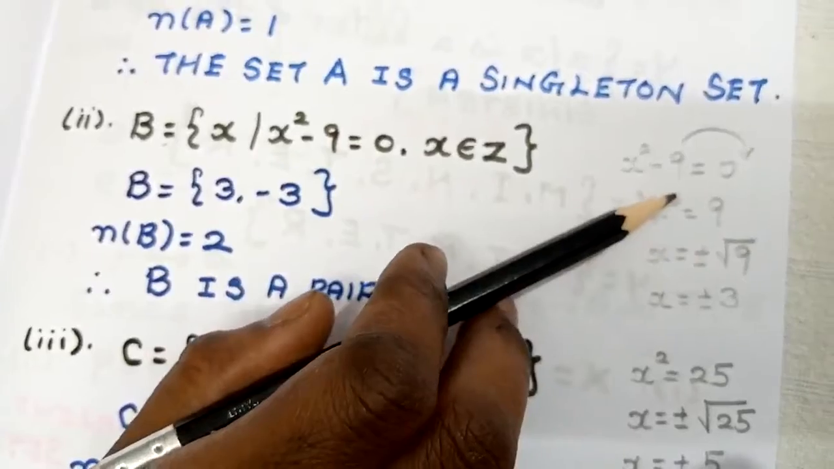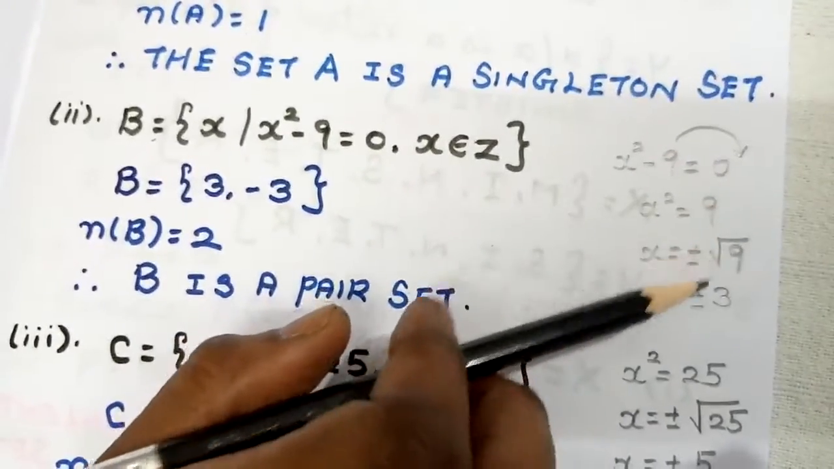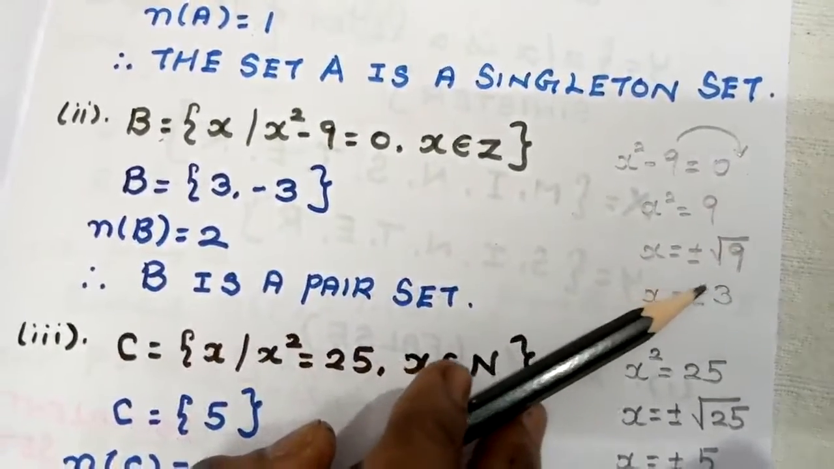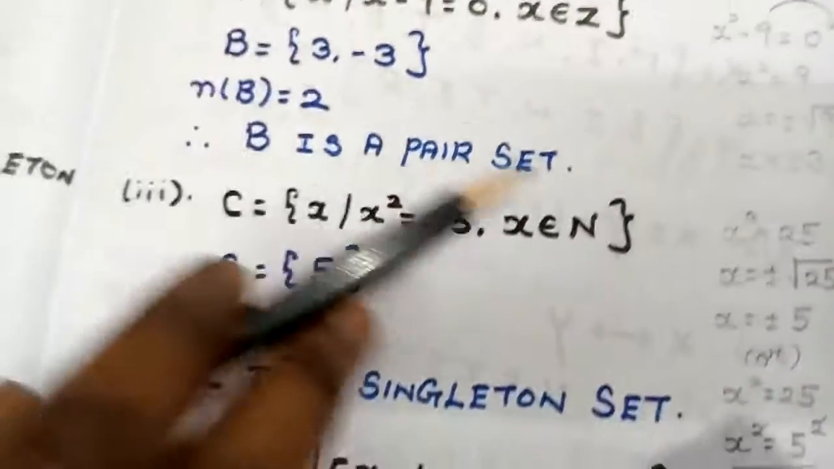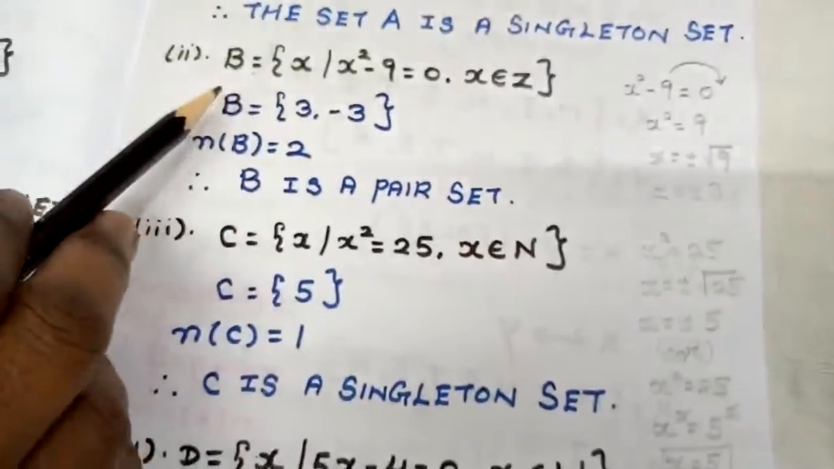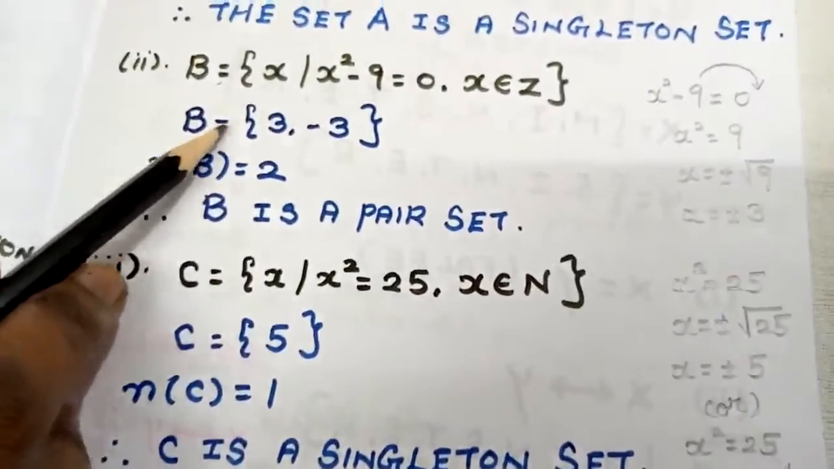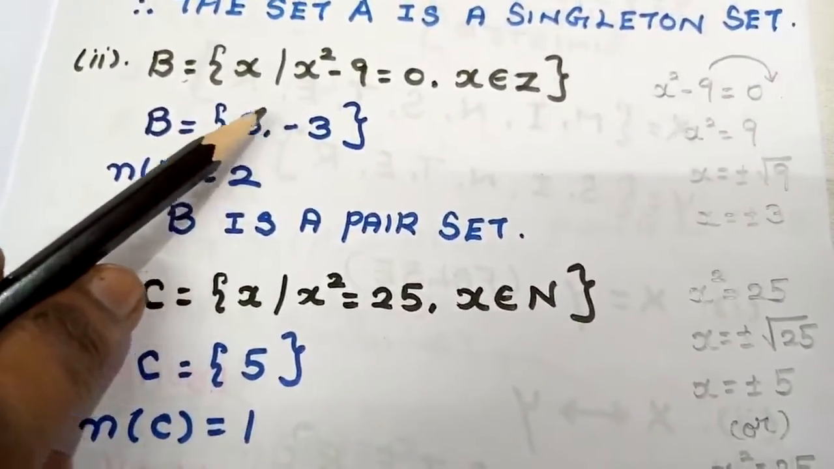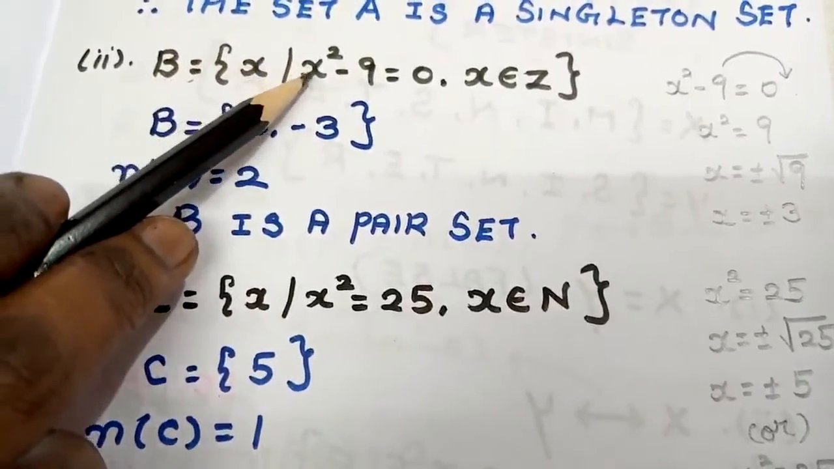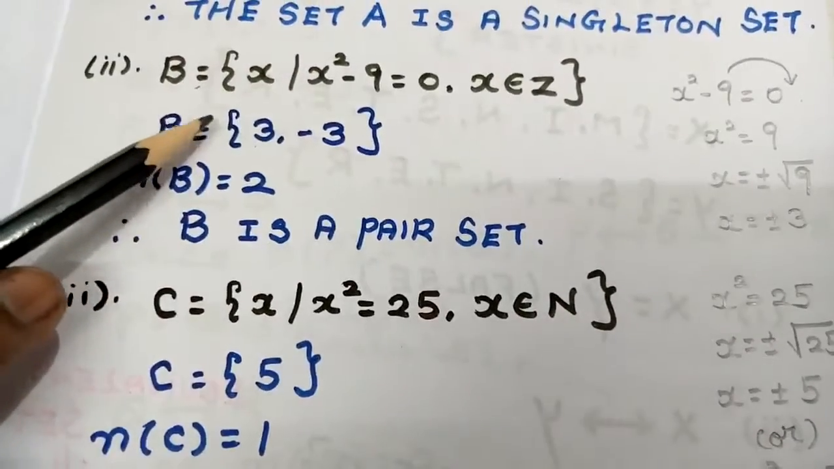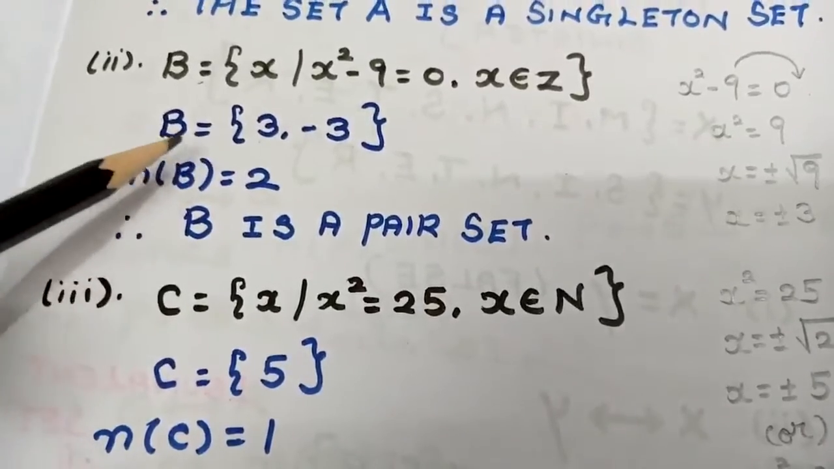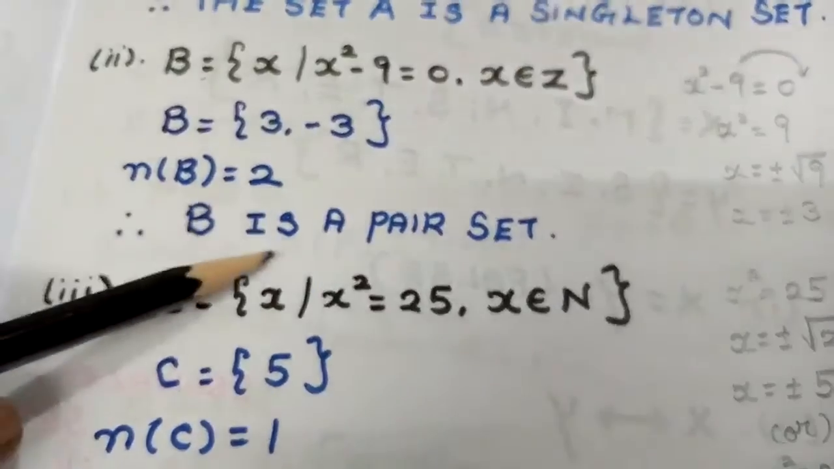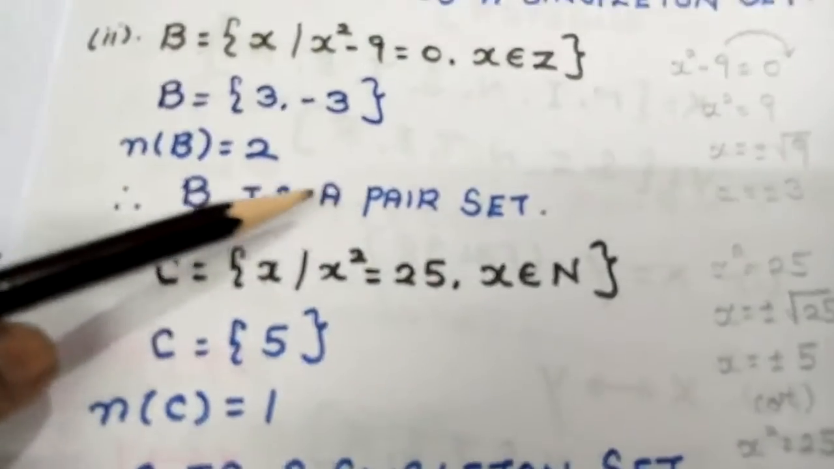This particular square, if I move from left to right, becomes 1 by 2, the square root. x is equal to plus or minus root 9. x is equal to plus or minus 3. So, plus or minus 3, you are going to split and write the numbers. B equal to open the set bracket, plus 3 comma minus 3. So what I have done here is I simplified that particular equation, and I write the answer inside the set, students. If I count the number of elements inside the set, I will be having 2. So the set B is called a pair set. So this is the concept of the sum.